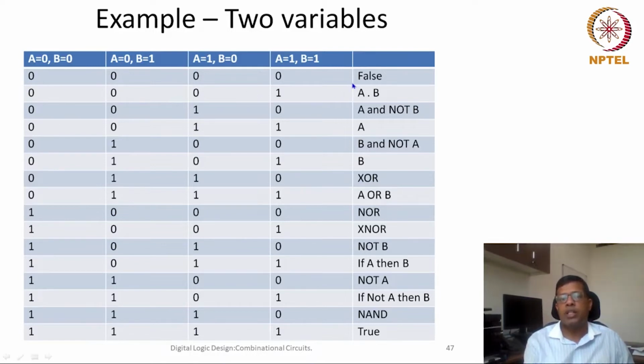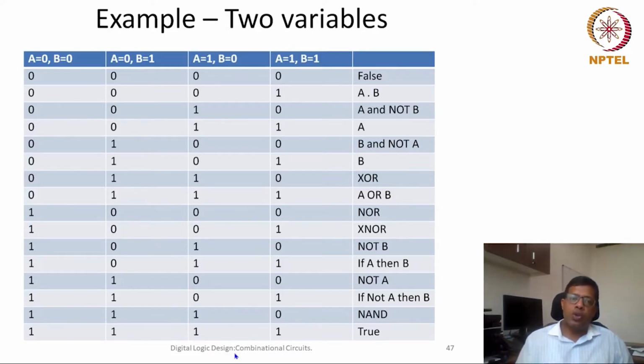Similarly, this is the other combination: when a equal to 0, b equal to 0, output is 0. When a equal to 0, b equal to 1, output is 1. When a equal to 1, b equal to 0, output is 0. A equal to 1, b equal to 1, output is 1. So if you see this table carefully, it is nothing more than counting from 0 to 16. So this is 0 0 0 0, 0 0 0 1, 0 0 1 0, 0 0 1 1, and so forth. So I have enumerated all the possibilities with these 4 outputs.